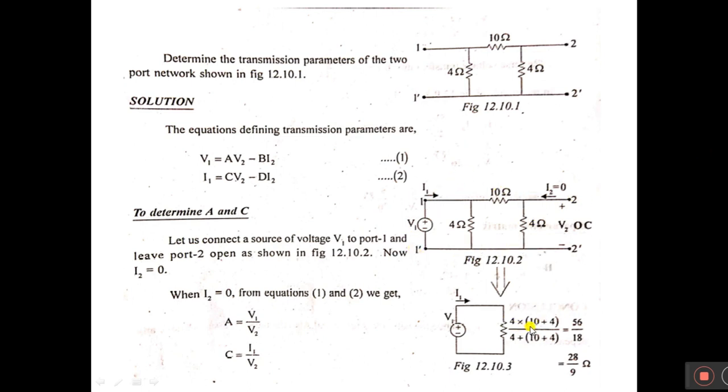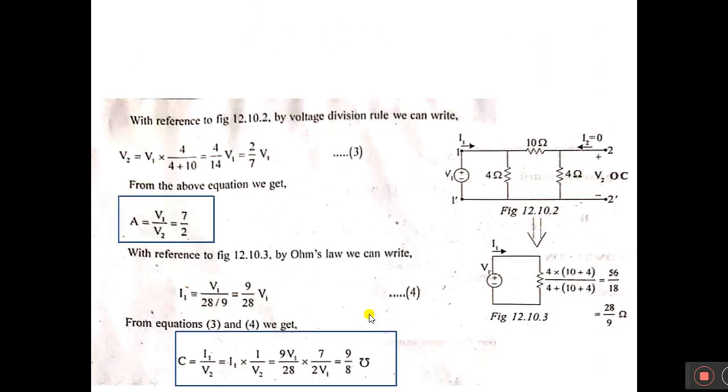You will get 4 into 10 plus 4 divided by 4 plus 10 by 4, that is 56 by 18. If you simplify, you will get 28 by 9 ohm. Right? So now V1 by I1 equal to 28 by 9. In general format, using this V1 I1, we have the relation C. Right? Before that, find A parameter.